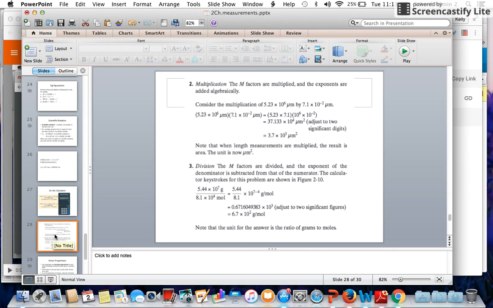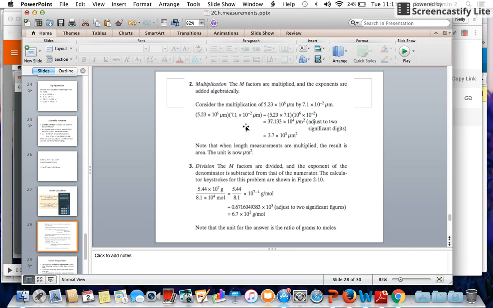All right, so when multiplying or dividing scientific notation, you just put the EE in the calculator, and it's really simple. And this means micro, remember. And then it'll spit out the number, and you will get 37.133 times 10 to the 4th. So you can see that these exponents are subtracted from each other, and you'll get 4.